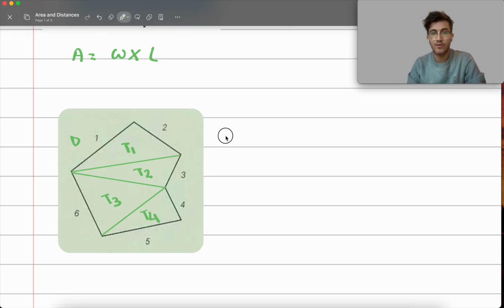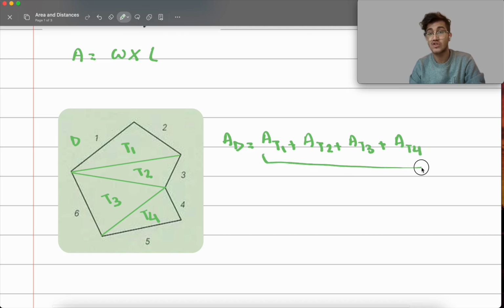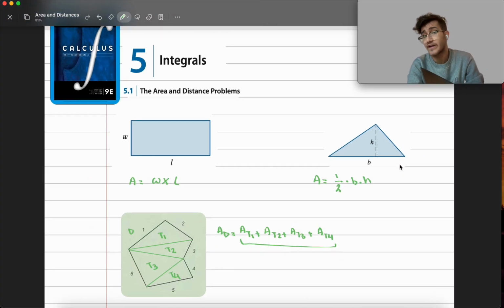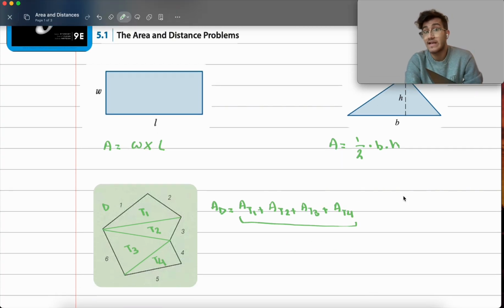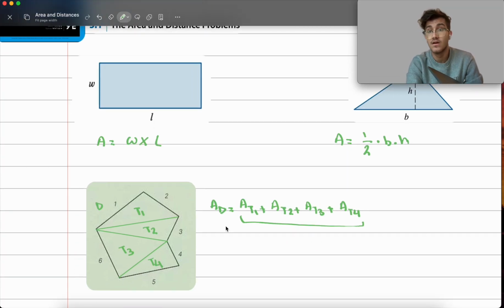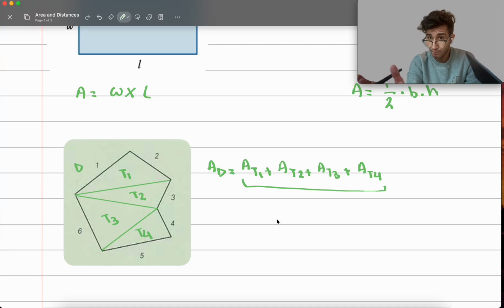So now I can write the area of the shape D is equal to the area of T1 plus the area of T2 plus the area of T3 plus the area of T4. How do we find the area of T1, T2, T3, and T4? They are triangles, and we know the area of a triangle. It's half times base times height. So if we have the base and height, we can easily calculate the area of the whole shape by adding all of those sub areas together.